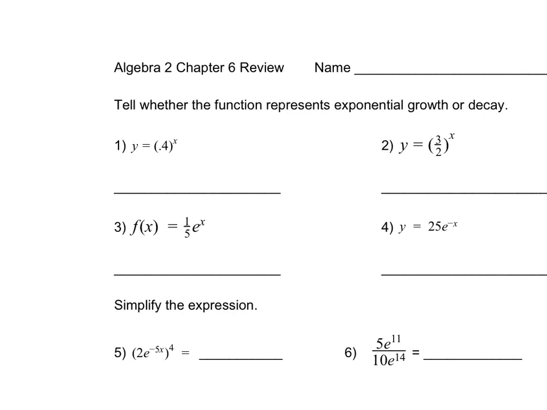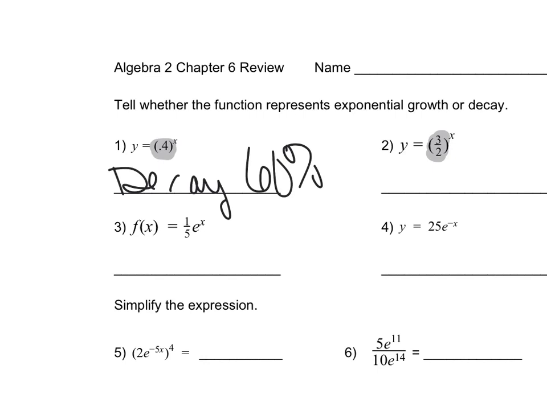So the first thing that we are asked to do here is to tell whether it is exponential growth or decay. When we have a base that is a number like this, how do we know if it is growth or decay? Well, if it is between 0 and 1, it is decay, like number 1, because 0.4 is between 0 and 1. So number 1 is going to be decay. And if it asked us how much it has decayed, it would be 60%, because it's the difference between the 0.4 and the whole.